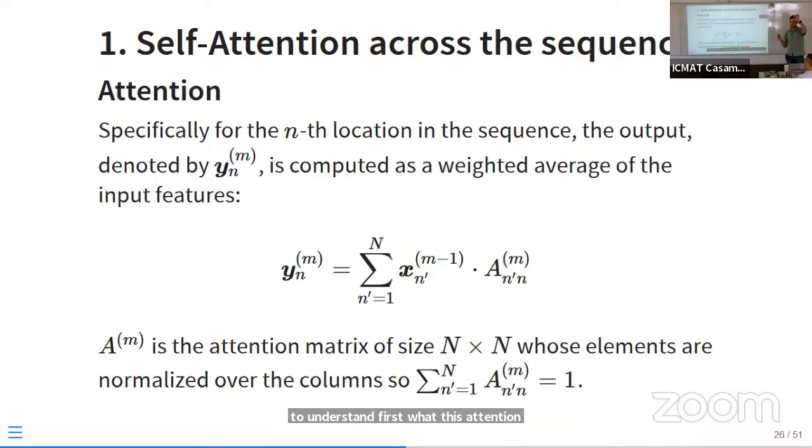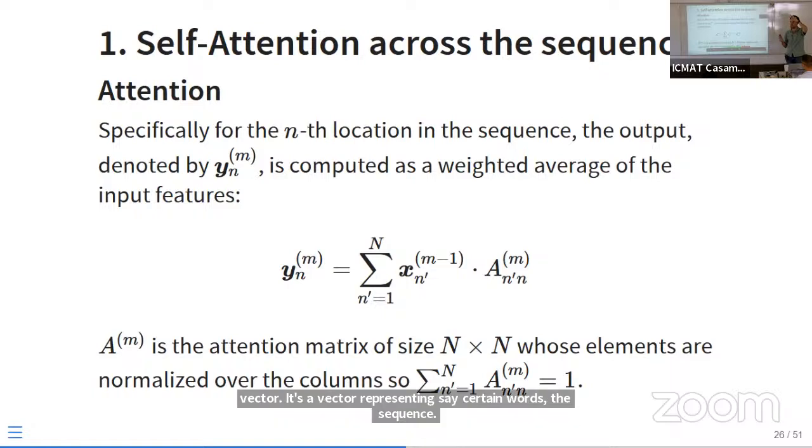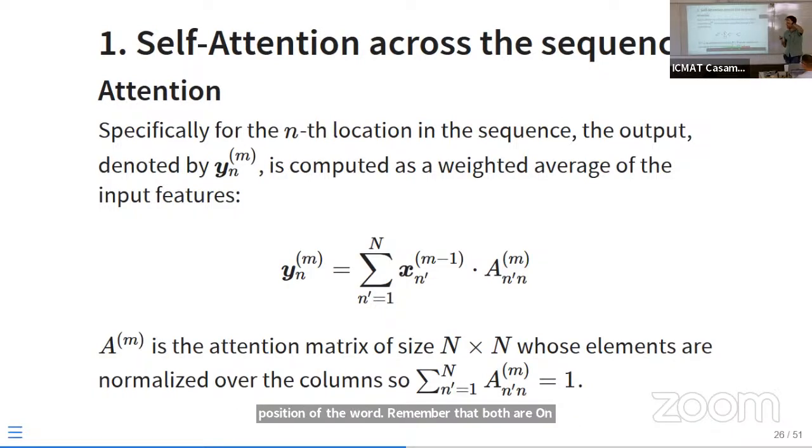We will take the nth location in the sequence, which is going to be a vector representing, say, a certain word in the sequence. We will take this location, the certain word and the position of the word. Remember that both are aggregated. And the output is going to be computed as a weighted average of the vectors representing the other words in the sequence. Nothing else.